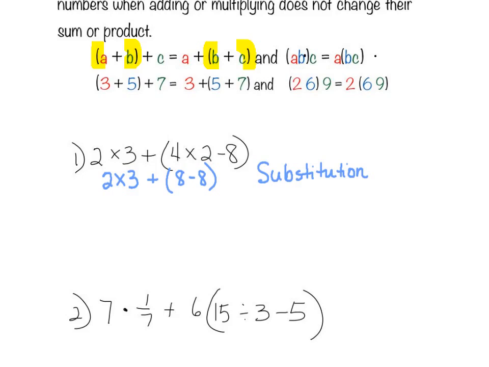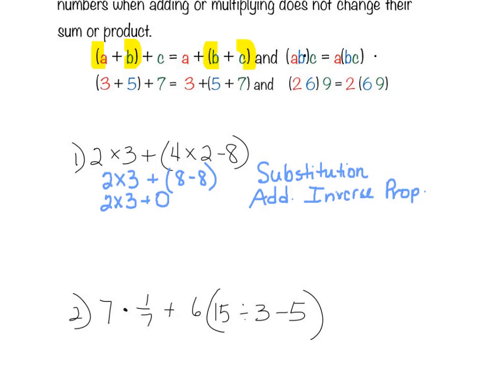All right, so the next step we're going to do is 8 minus 8, or 8 plus negative 8. Okay, so we have 2 times 3, and then 8 minus 8, or 8 plus negative 8 is 0, and this is the additive inverse property.